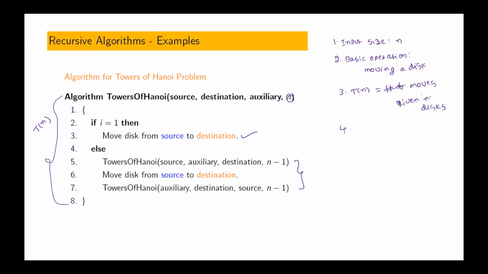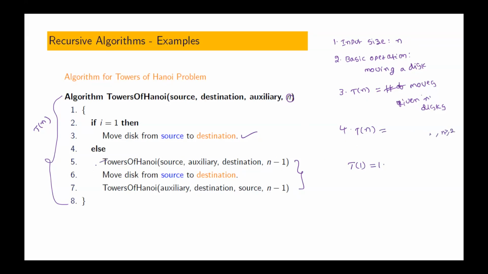Now, does T of n depend only on n or on actual values also? The actual values here are meaningless, no? So it depends only on n. Now what is T of n? Clearly, we know that T of 1 is 1. Based on the condition, if n equal to 1, move directly. Otherwise, if n is greater than or equal to 2, then what is that?